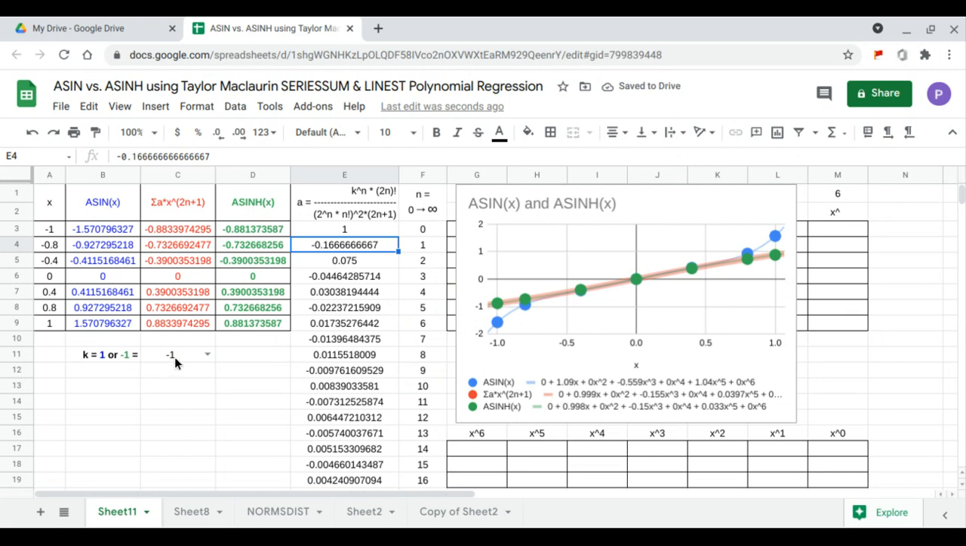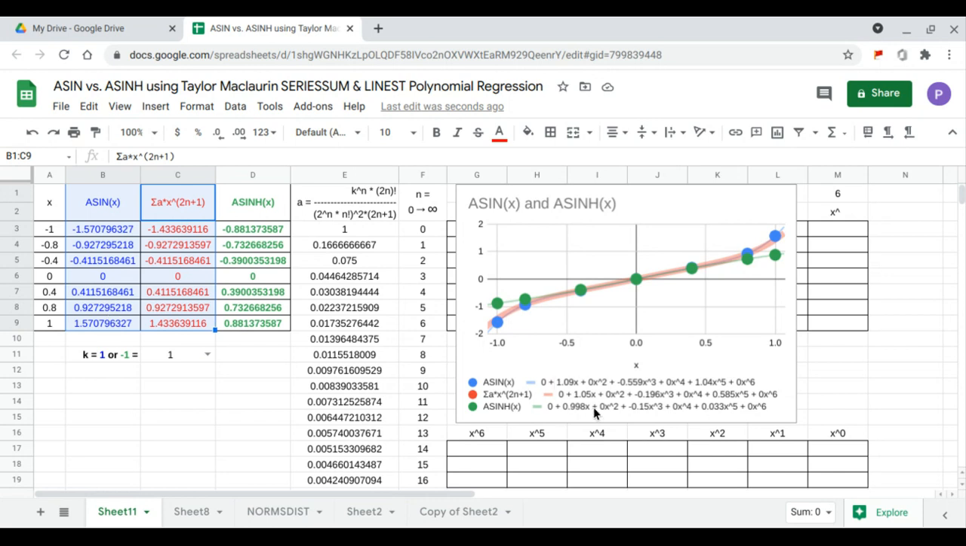So at k is negative 1, the red data set approximates the inverse hyperbolic sine. That is, the expansion approximates the inverse hyperbolic sine. At k equals 1, positive 1, then the Taylor series expansion approximates the arcsine.